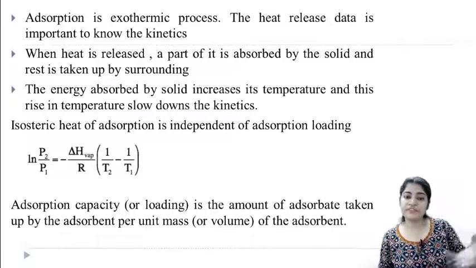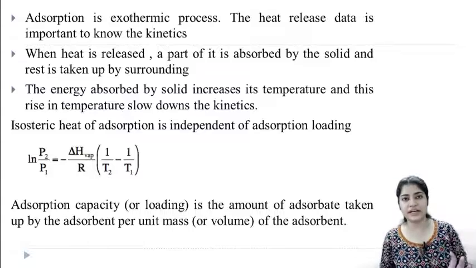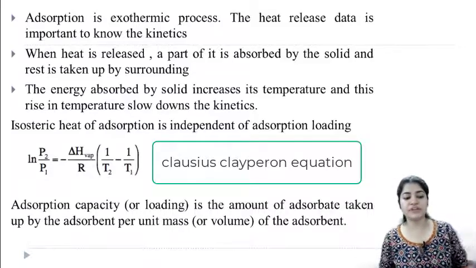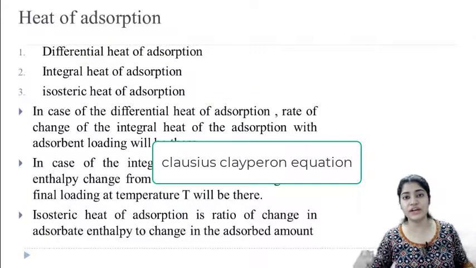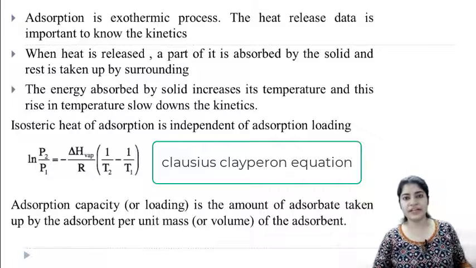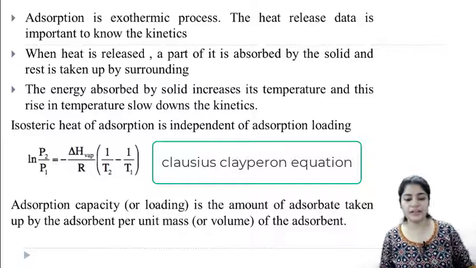So with respect to temperature, you can relate that your isosteric heat of adsorption is independent of your adsorption loading, and you can see we are using the Clausius-Clapeyron equation here. It relates your pressure and change in enthalpy. What we discussed, it is the ratio of change in adsorbate enthalpy. We are using the Clausius-Clapeyron equation because it relates your change in enthalpy with the temperature.